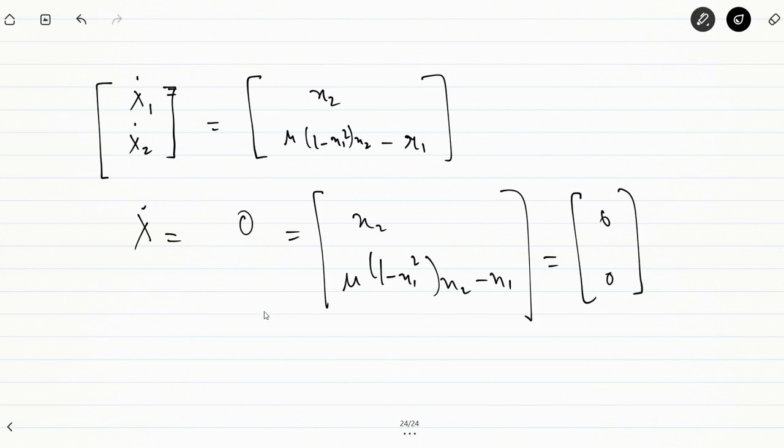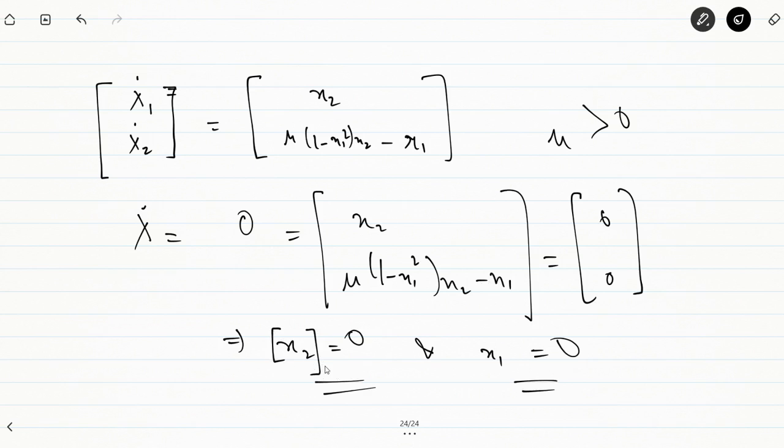Once you do this, you'll see x2 is equal to 0, and when we substitute x2 equal to 0 here, and mu is greater than 0 in this case, you will find that x1 is also equal to 0. Okay. x2 equal to 0 we got directly from here, so substituting x2 equal to 0 here, minus x1 is equal to 0, that means x1 is also equal to 0. So the operating points, that means the initial condition of x2 and the initial condition of state variable x1, are equal to 0.